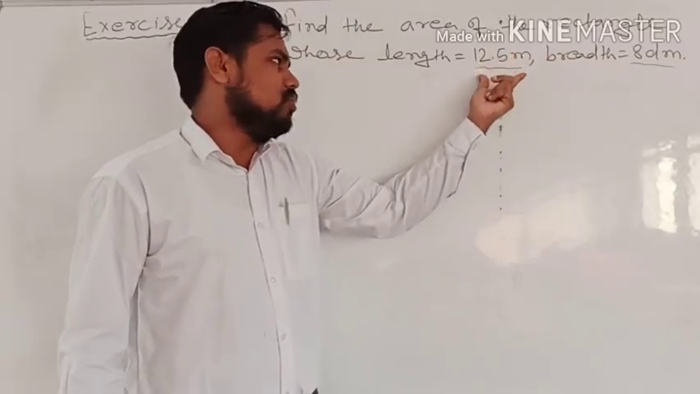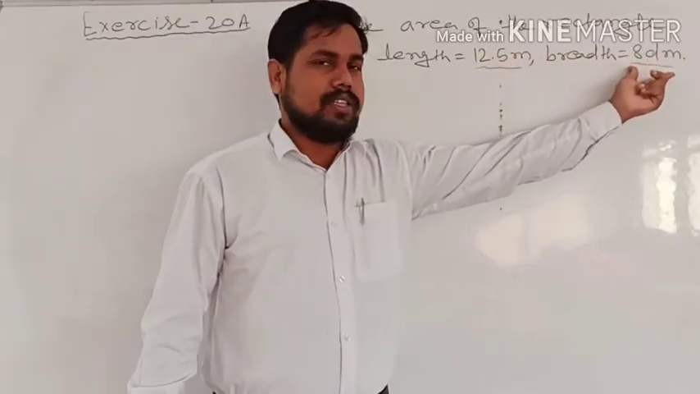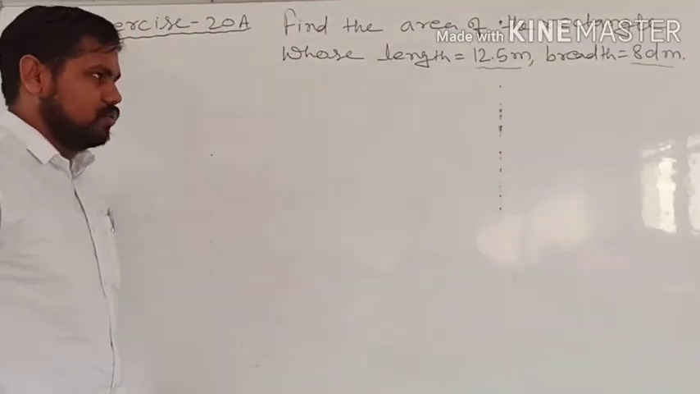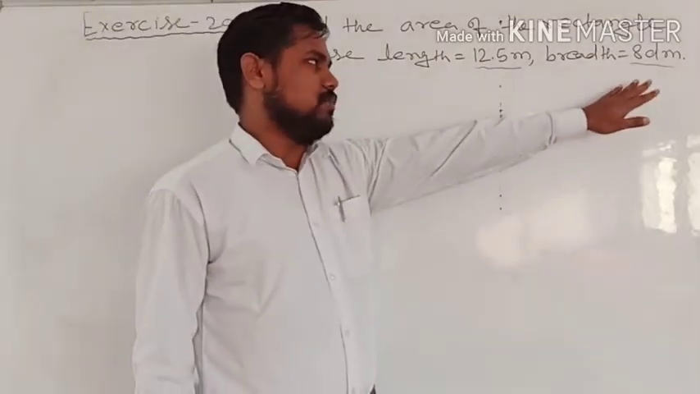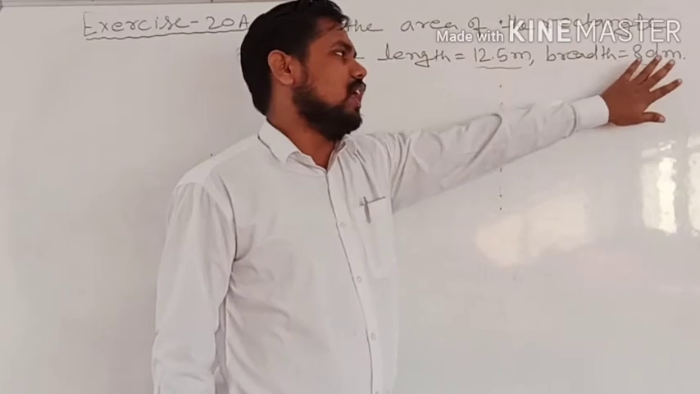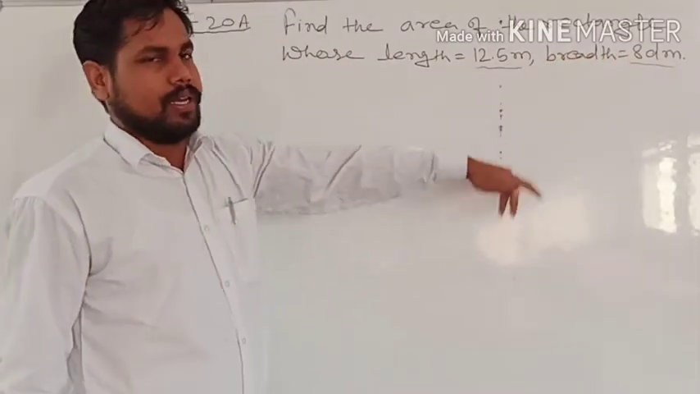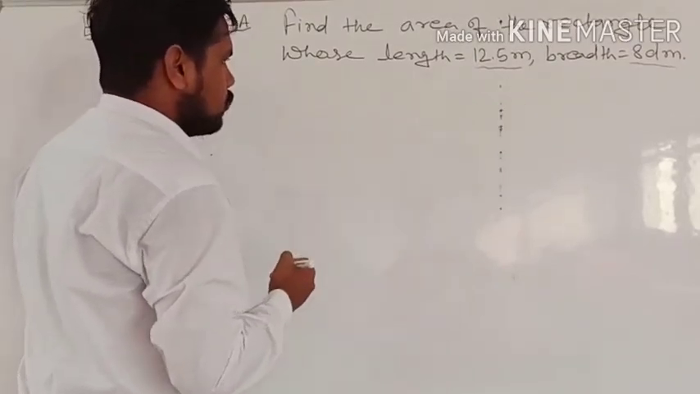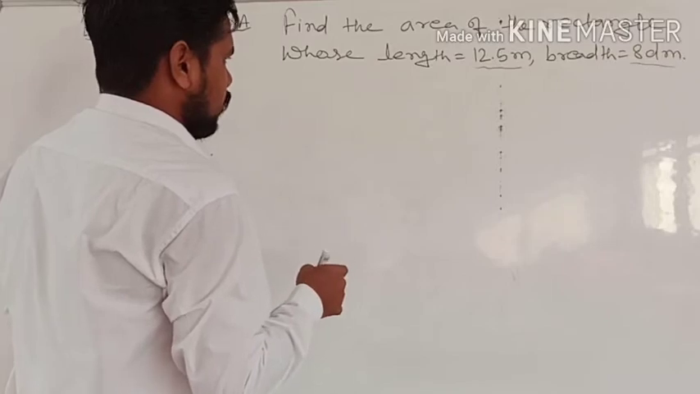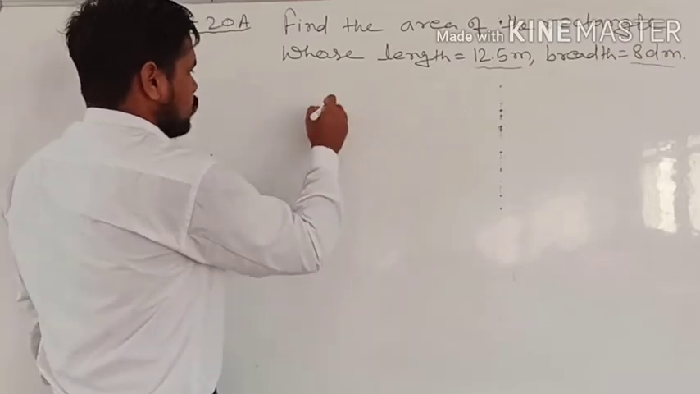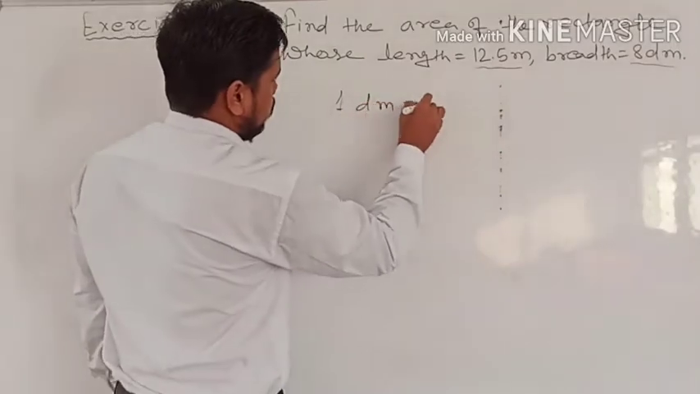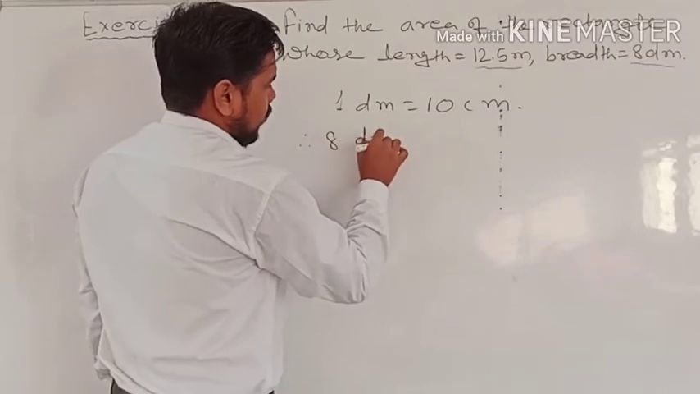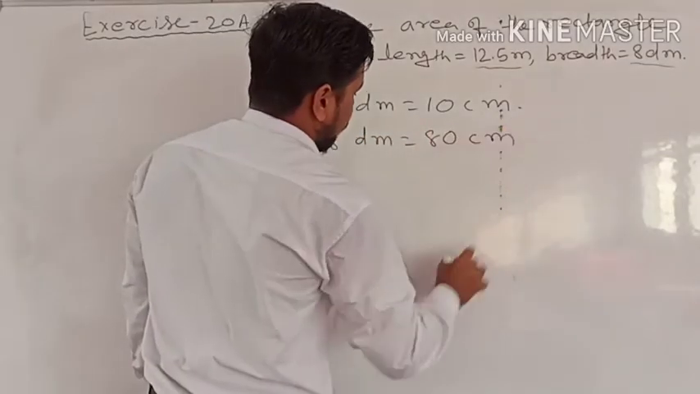Here this unit is in meter, and this unit is in decimeter. So how can we solve this type of problem? First you have to convert into the same unit. Whatever decimeter we have, first we will convert this also into meter. First we will convert decimeter into centimeter. 1 decimeter is equal to 10 centimeter. Therefore 8 decimeter will be 80 centimeter.